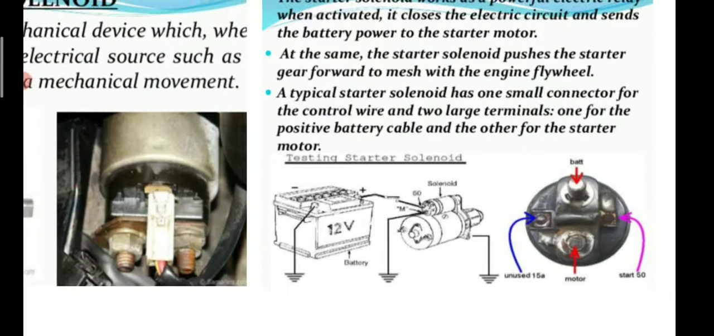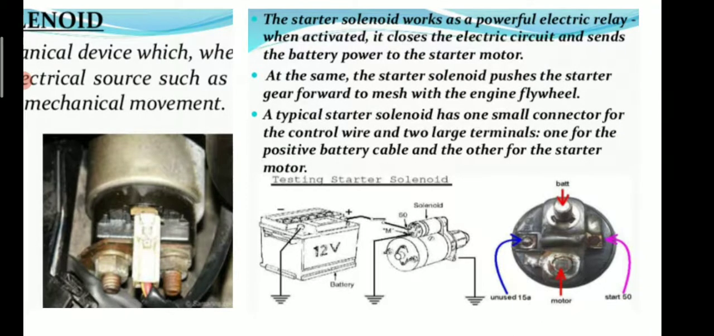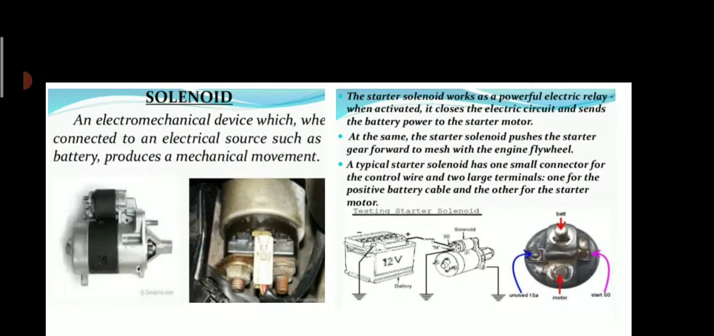Here you can see the starter solenoid works as a powerful electric relay when activated. It closes the electric circuit and sends the battery power to the starter motor. At the same time, the starter solenoid pushes the starter gear forward to mesh with the engine flywheel. A typical starter solenoid has one small connector for the control wire and two large terminals, one for the positive battery cable and the other for the starter motor. So, you can see in this picture the connections of the battery with the starter motor and the solenoid.